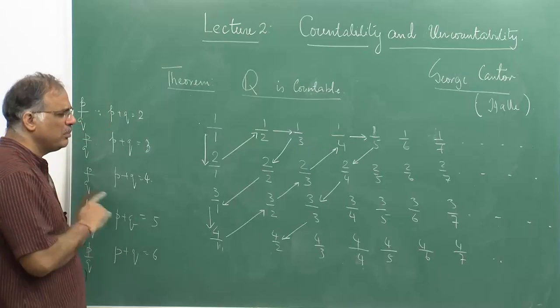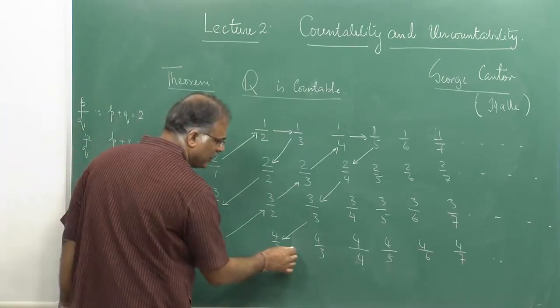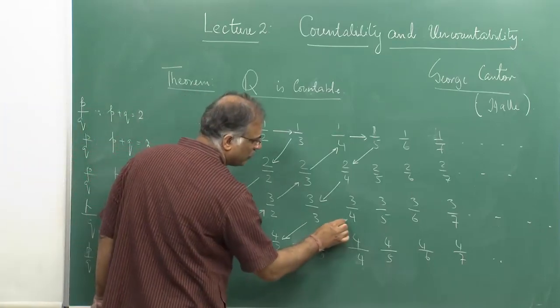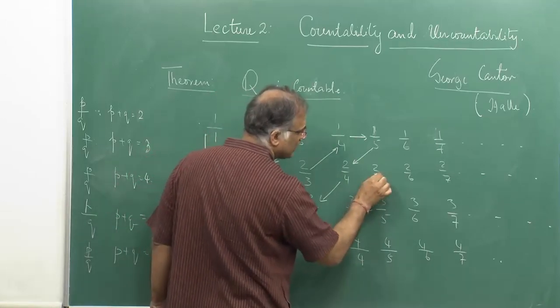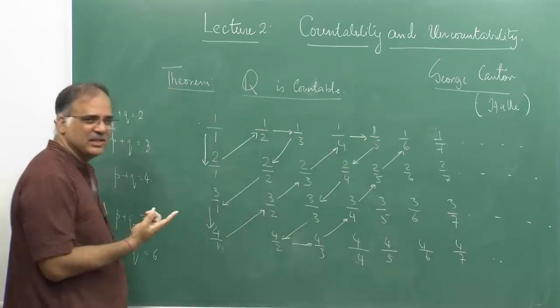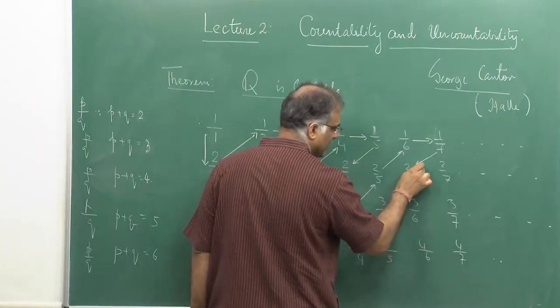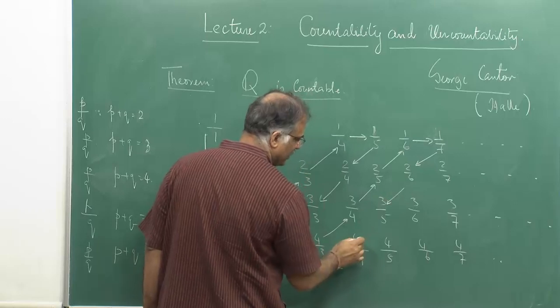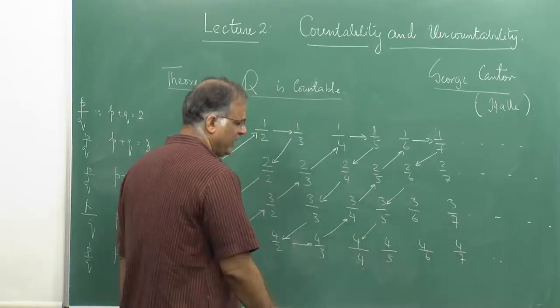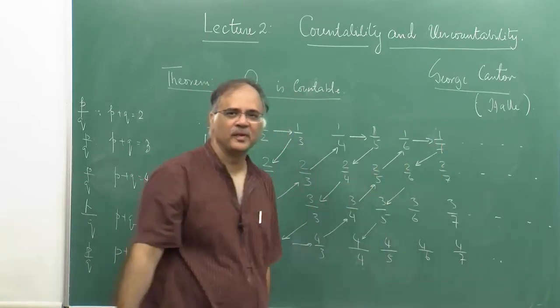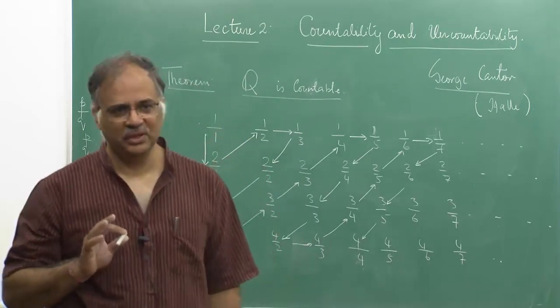Then what makes 7? 6 by 1, 5 by 2, 4 by 3, 3 by 4, 2 by 5, and 1 by 6 make 7. Then 8. What makes 8? 7 by 1, 2 by 6, 3 by 5, 4 by 4 make 8, and again 9, and you just go up. So you see how simple this idea of counting is.